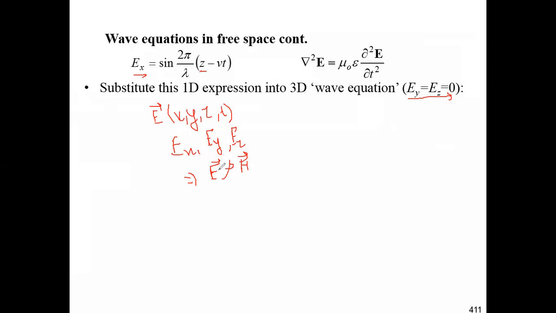Are you getting my point? Okay. So here, if Ex is there and it is propagating in Z, then of course Hy is there, because Ax cross Ay will give you Az. Yes or no? Yes, sir. So if Ex is there, it simply means Ey and Ez are 0. If Hy is there, it simply means Hx and Hz are 0.